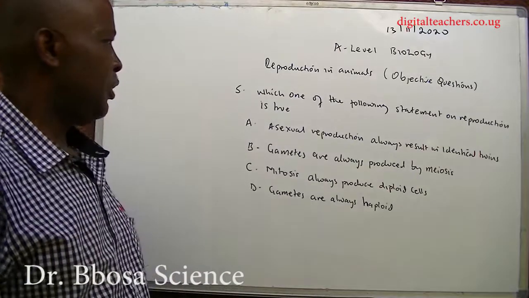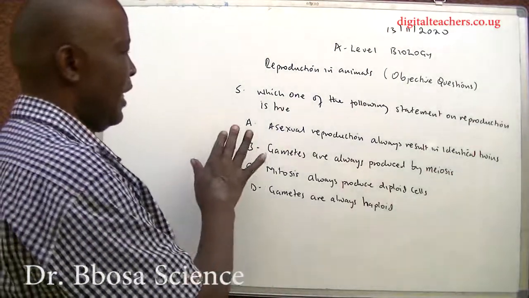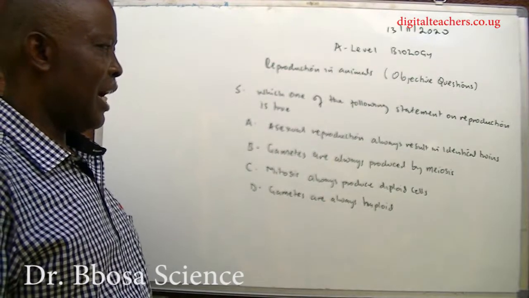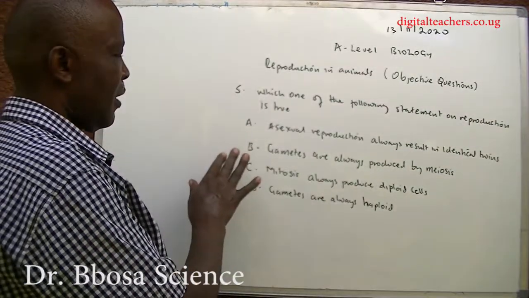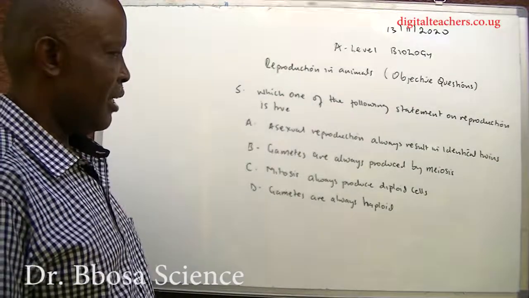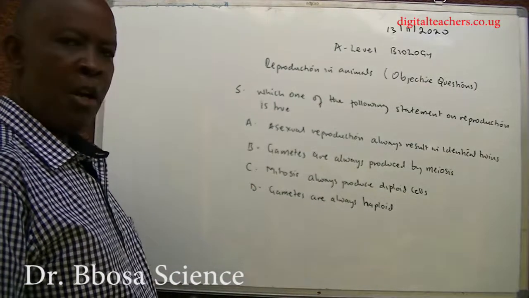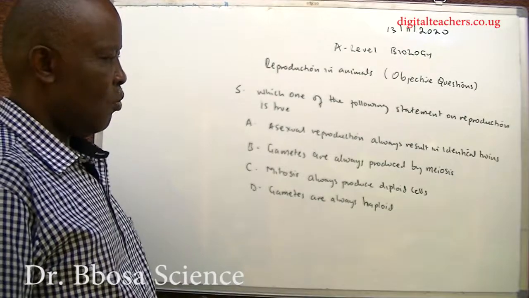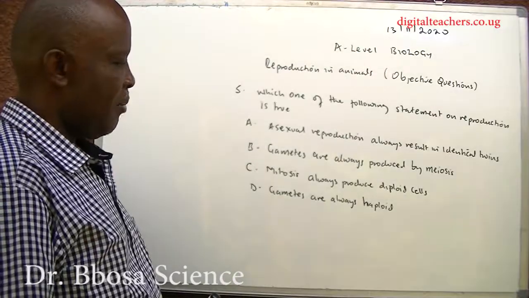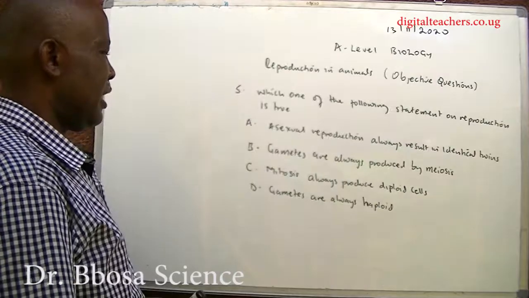Number 5, which one of the following statements on reproduction is true? A. Asexual reproduction always results in identical twins. B. Gametes are always reproduced by meiosis. C. Mitosis always produces diploid cells. D. Gametes are always haploid. You can pause and answer.